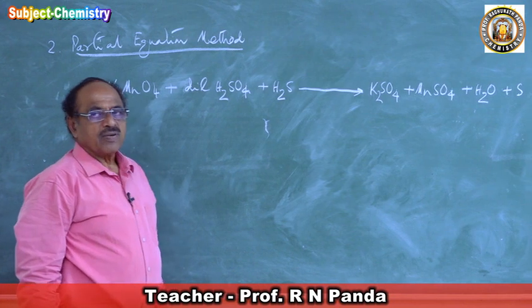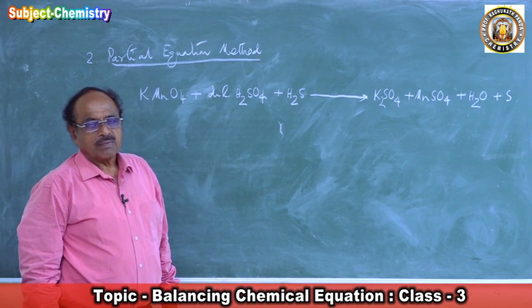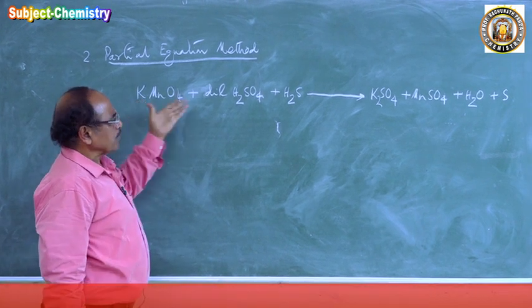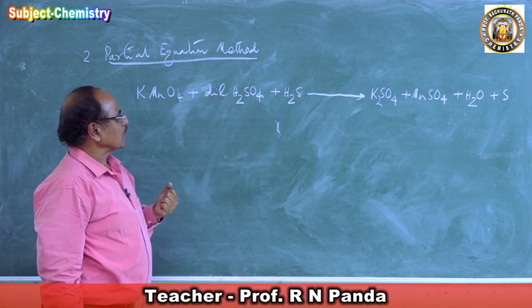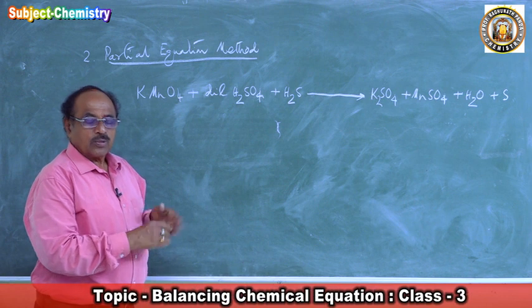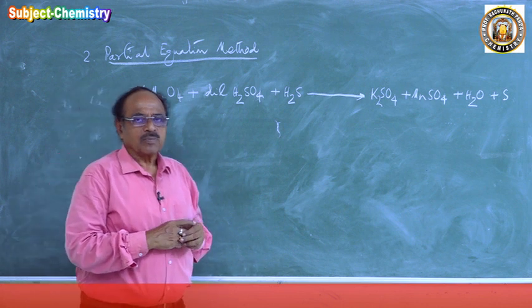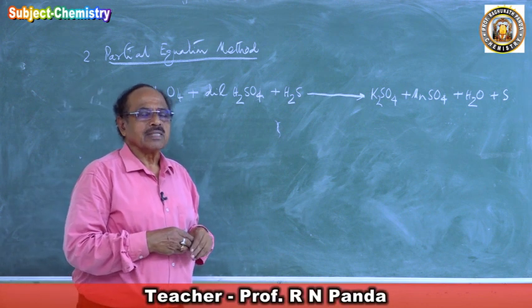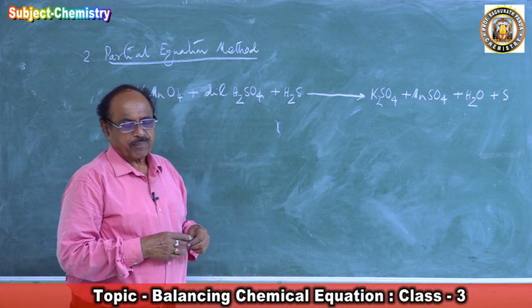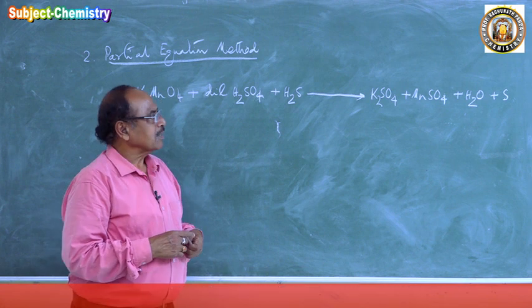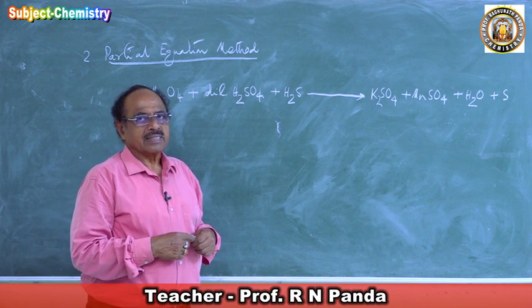Now this becomes difficult by the hit and trial method, because here one potassium, there two potassium, here one sulfate, there two sulfate, then another sulfate, then H2O, then sulfur. So many things are there. We can balance by the hit and trial method, not that it's not possible, because Napoleon says impossible is a word found in the dictionary of fools, so nothing is impossible. We will get it, but it will take time to balance this equation.